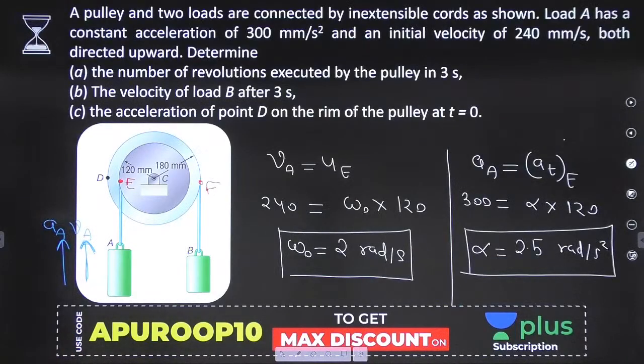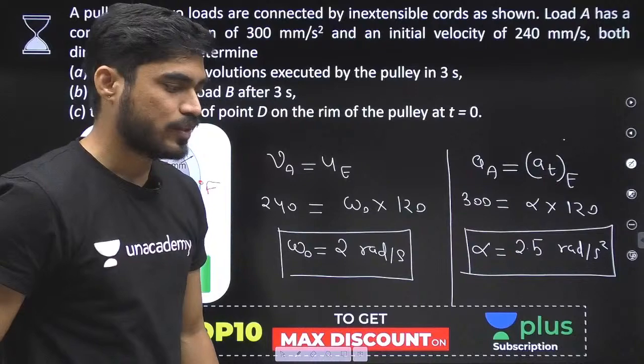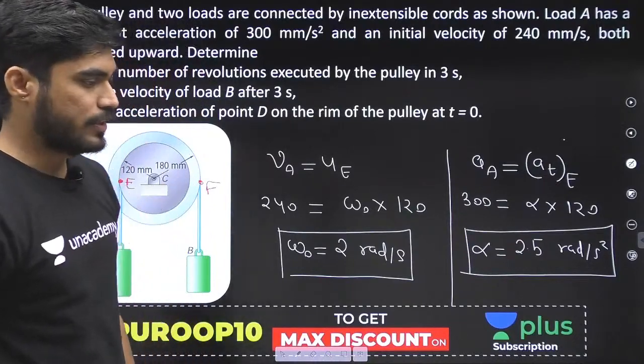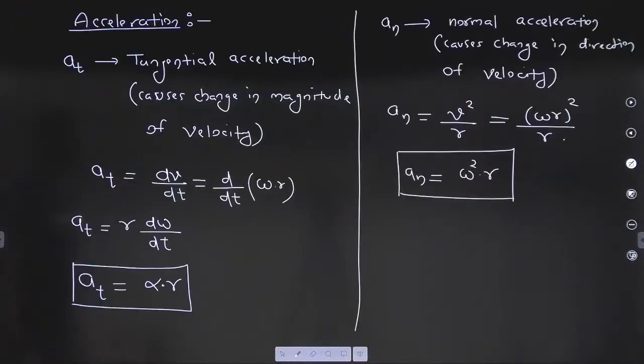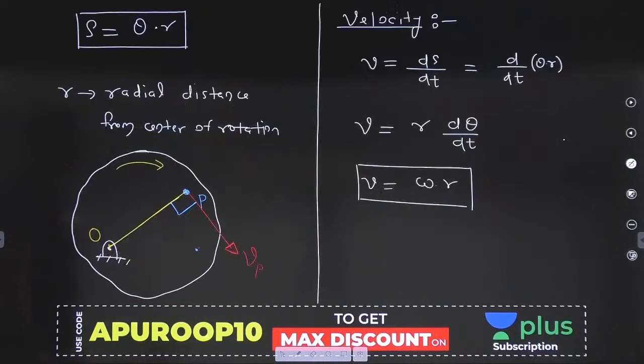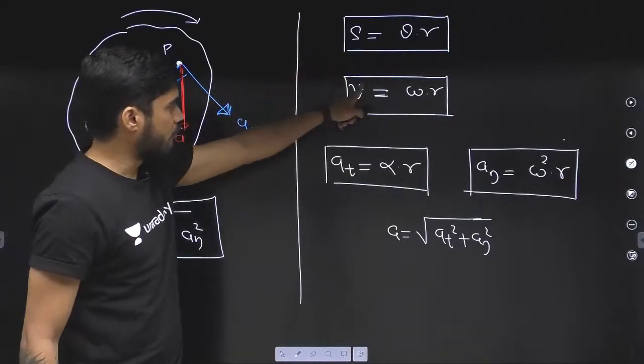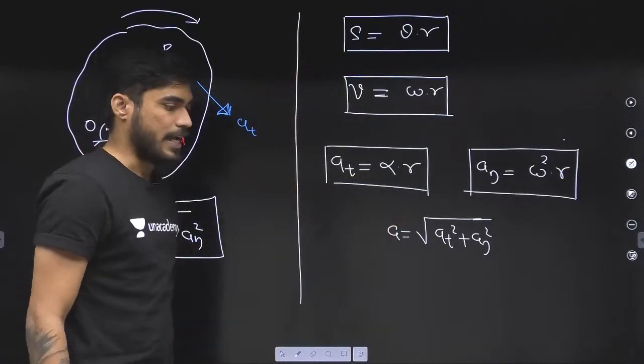So beta, do you understand how to solve these types of problems when a rope is connected to the pulley? How to find out the linear displacement, linear velocity, linear acceleration? Is it clear? So this was the calculation of linear displacement, linear velocity and linear acceleration.